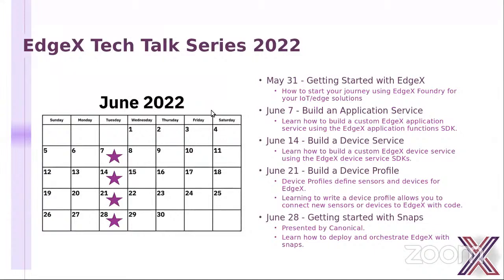By the way, as I mentioned, this is the first of a series of Tech Talk discussions we're going to have over the course of the coming month. So obviously today, we're here to talk about how you get started with EdgeX. But then as you get started, you're going to want to probably build things that we call application services or device services. Don't worry if you don't know what those mean yet. We're going to talk about those a little bit today. We'll learn how to build a device profile a little bit later on in the month. And then we'll learn how to get started using the Snap version of EdgeX Foundry provided by Canonical a little bit later on in the month.